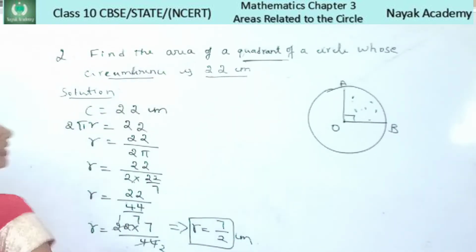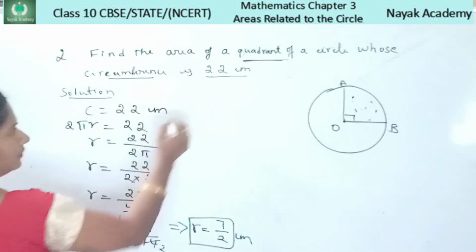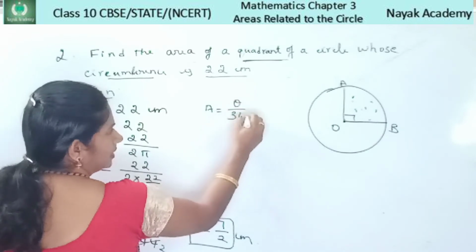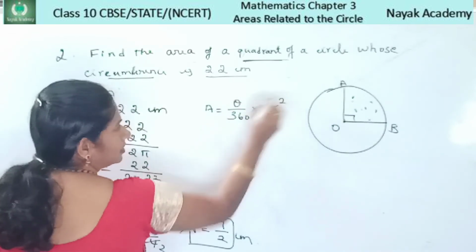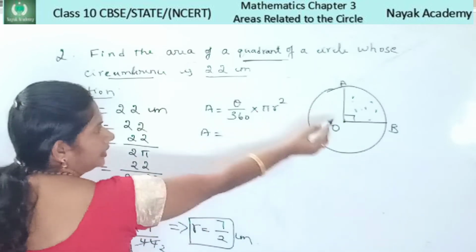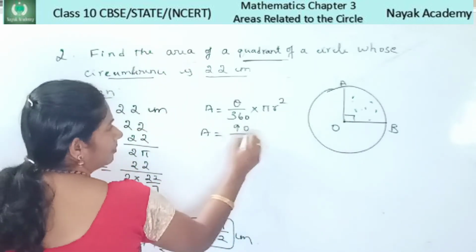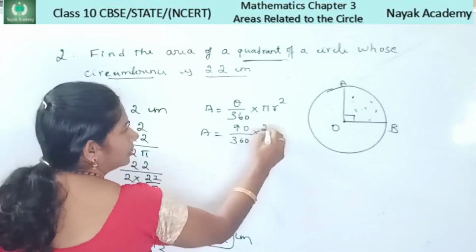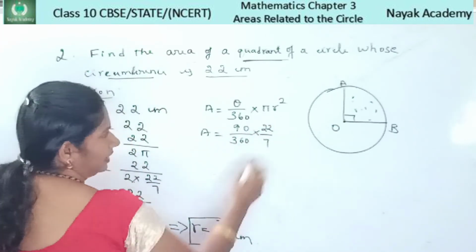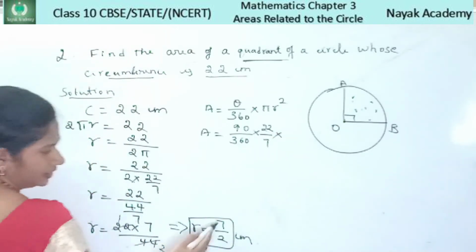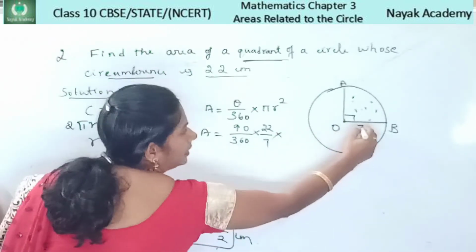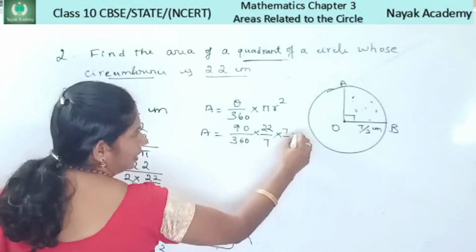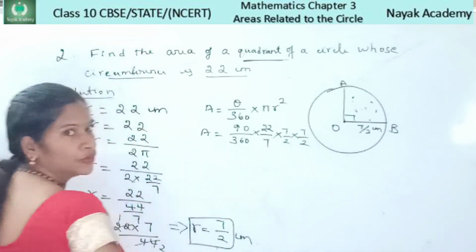Now we have to find the area of a quadrant of a circle. What is the formula to find the area of a sector, children? It is theta by 360 degrees into pi r square. So A equals theta value 90 degrees by 360 degrees into pi value, substituted as 22 by 7, into r value we already calculated. The radius of the circle is 7 by 2 centimeters, so 7 by 2 into 7 by 2.